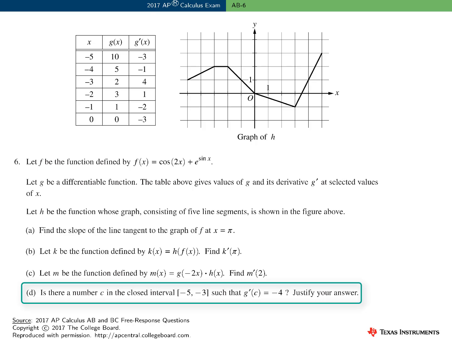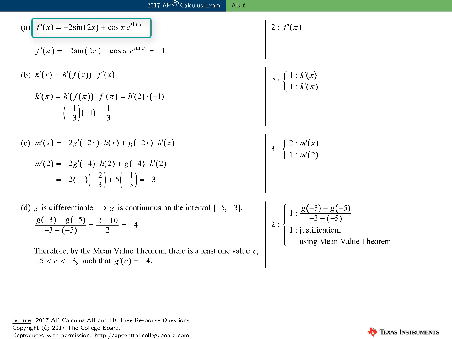Part A was worth 2 points, and to solve this problem, we would expect the student to first find the general derivative of f, and then we would expect them to evaluate that derivative at pi. The resulting value is the slope of the tangent line to the graph of f at x equal pi.